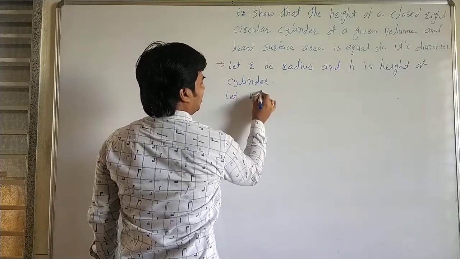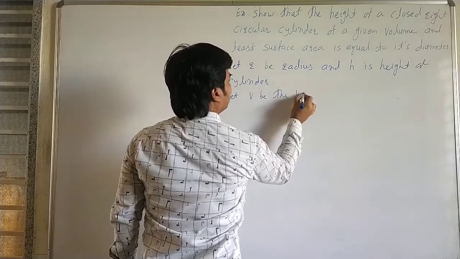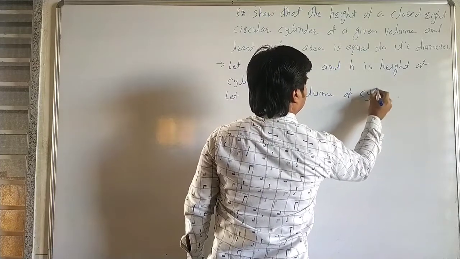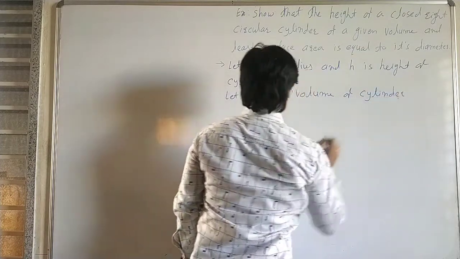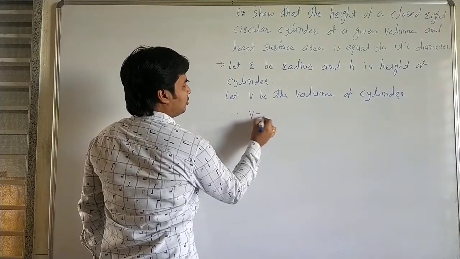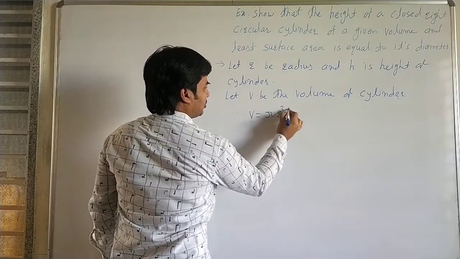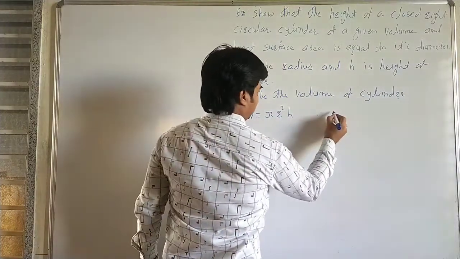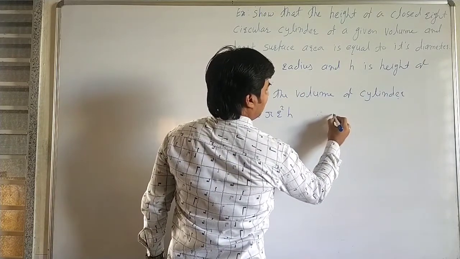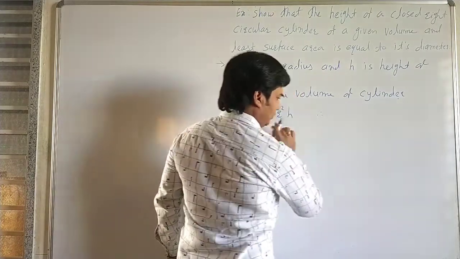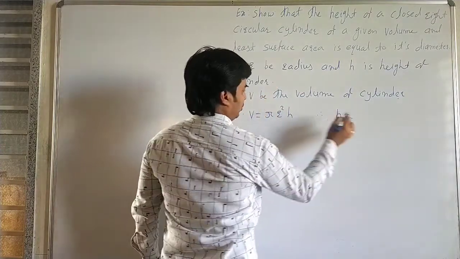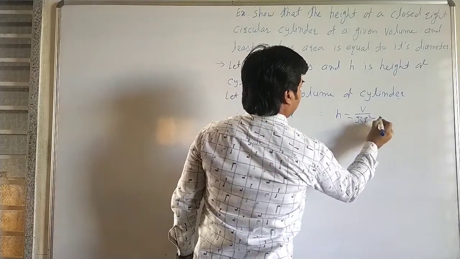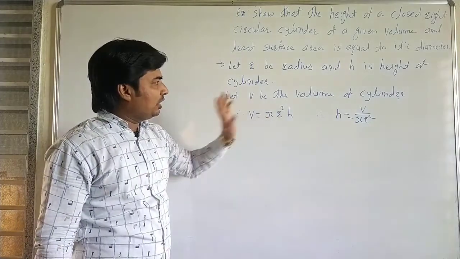Let phi be the volume of the cylinder. Therefore we can write phi is equal to pi r square h. Then h is equal to phi upon pi r square.